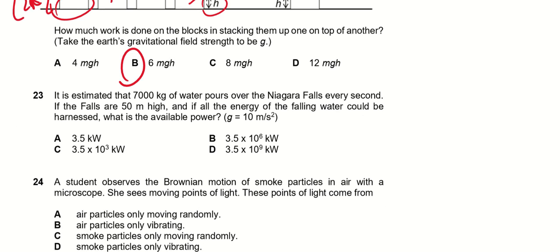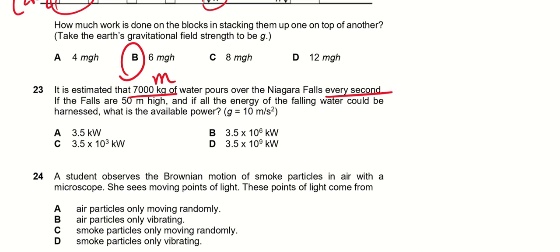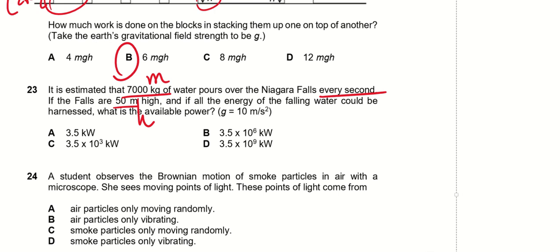Okay, so it's estimated that 7,000 kg, which is the mass, pours over the Niagara Falls every second. So every second is 7,000 kg. If the falls are 50 meters high, so that's the h, and if all the energy could be harnessed, what is the available power? So what can we find from here? We have m, we have g, we have h. We can actually find out what is the energy that the falling water has in its kinetic store when it's dropped from a height of 50 meters.